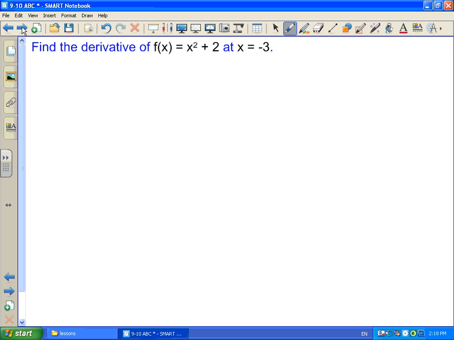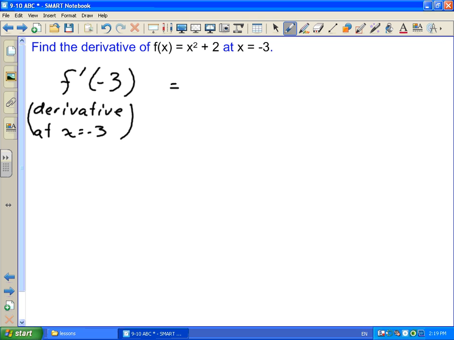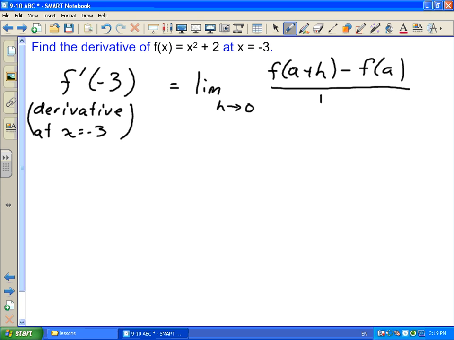So we'll start with our formula here, and we'll represent our derivative by f prime at the point negative 3. Okay? So this means the derivative at x equals negative 3. And let's use that definition that we had on the previous slide: the limit as h goes to 0 of f at A plus h minus f at A, all divided by h.